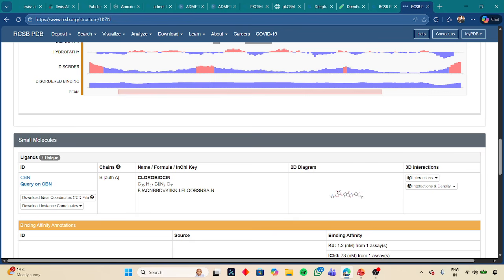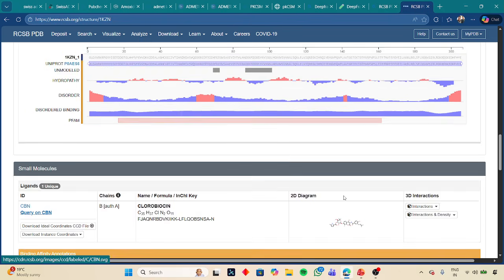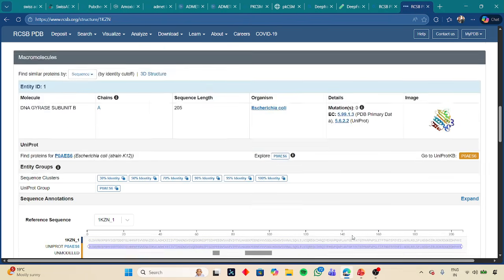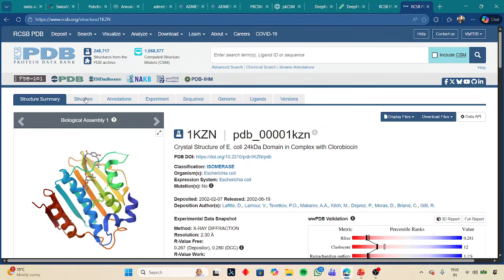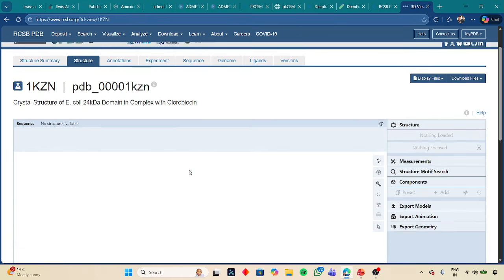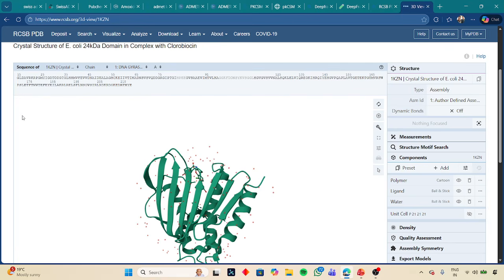Chlorobiocin is also an antibiotic, so we can compare. Chlorobiocin is attached, and this is the 2D representation of chlorobiocin. You can visualize the structure. Let me also show how to visualize the structure of the drug molecule and the receptor. You can see here in the upper portion the sequence of amino acids, along with the total number of amino acids.